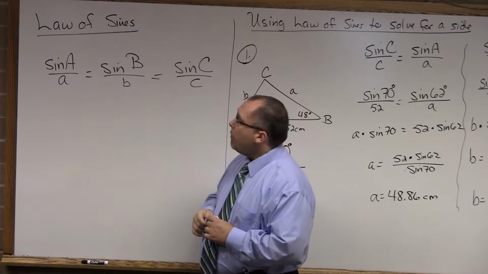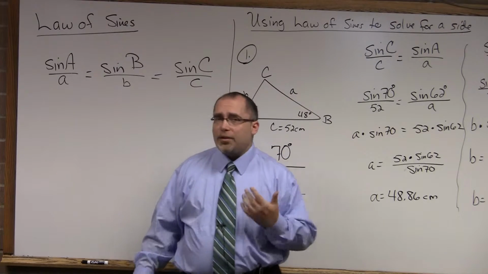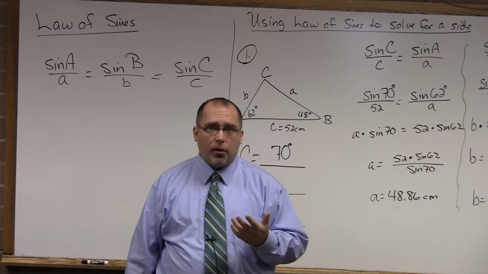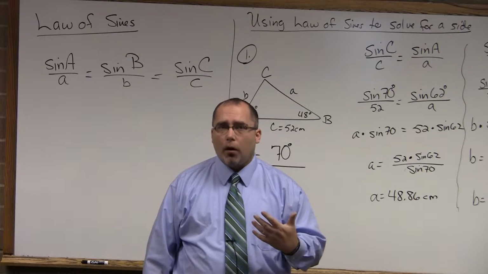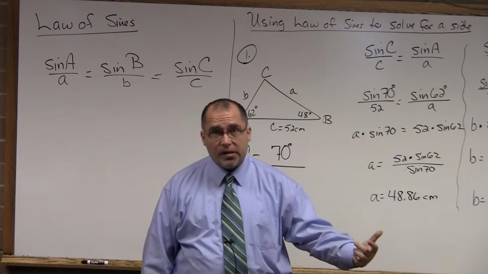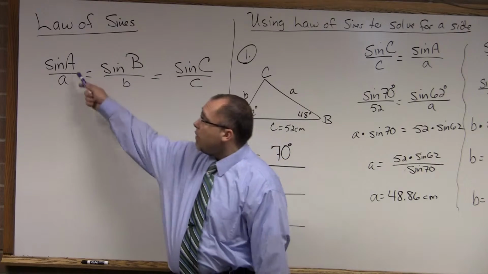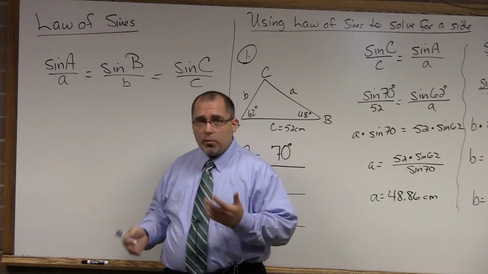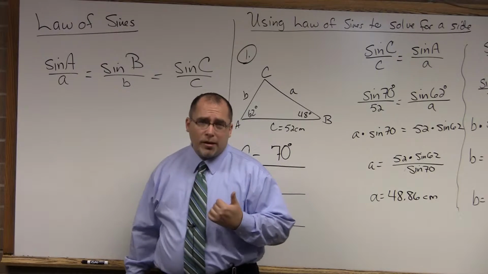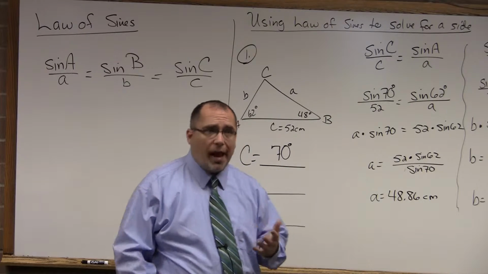Basically you have to have what I call a matched pair in order to use the law of sines. When I say matched pair, I mean you have, or have solved for, a given angle and its corresponding side. In other words, you may be given angle A and side A. And that's going to help determine which ones we use. So let's take a look at an example that's going to use that.